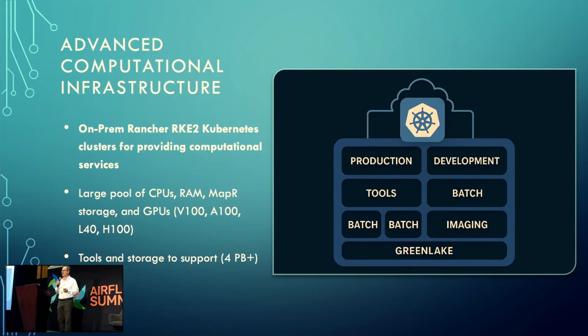To provide those on-prem services, we have a number of Kubernetes clusters and tooling and storage fabric that we call the Advanced Computational Infrastructure. And this provides that large pool of resources of CPUs, RAM, storage, and a lot of GPUs to allow our researchers to perform their work. And we've got storage on the order of petabytes now, and usually those data are retained for the duration of a study and several years afterwards.